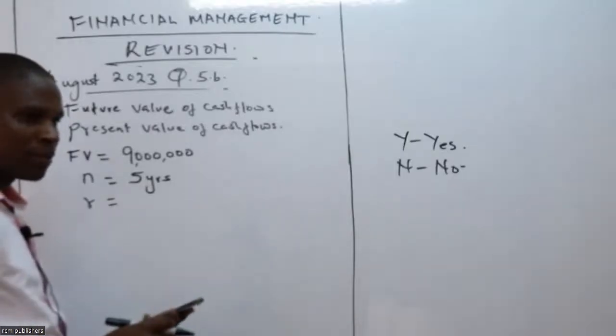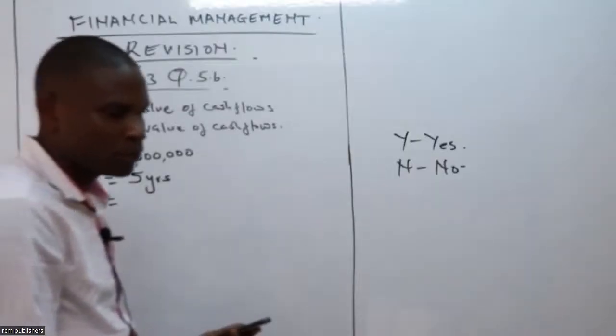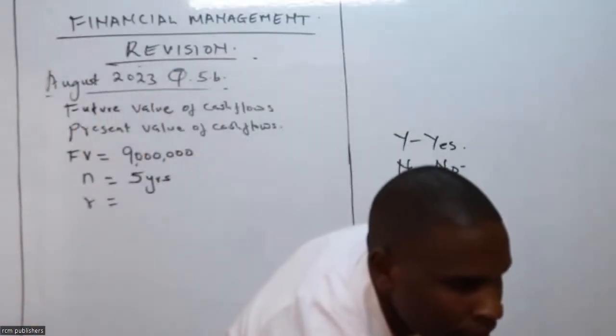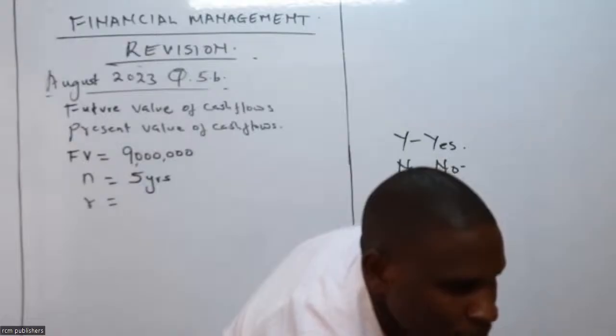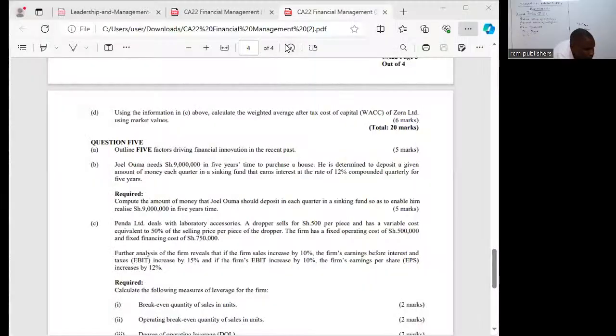I have seen some people have just joined. I'll share the question on their behalf, or to help them to look at it very fast. Can you take a picture of that question, tafadhali? Hiyo ya Joel Ouma. Anataka 9 million at the end of 5 years. You take a screenshot very fast.